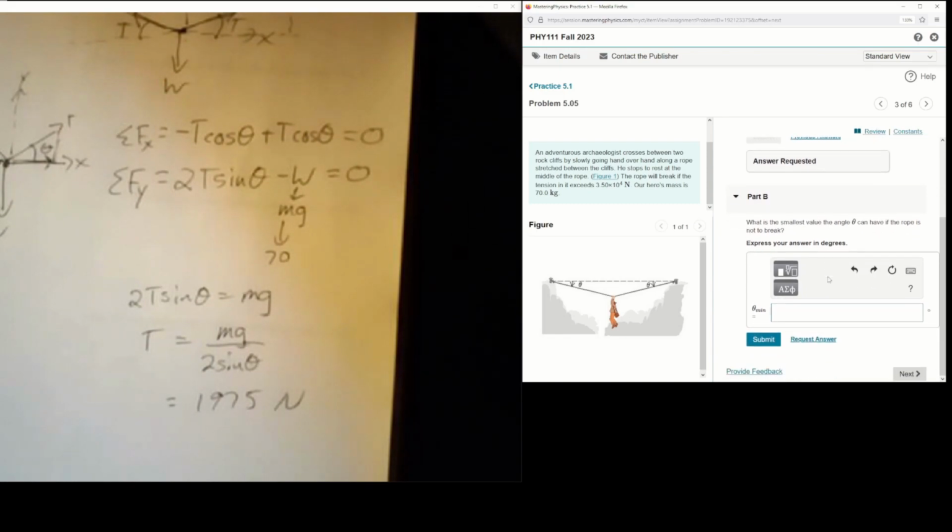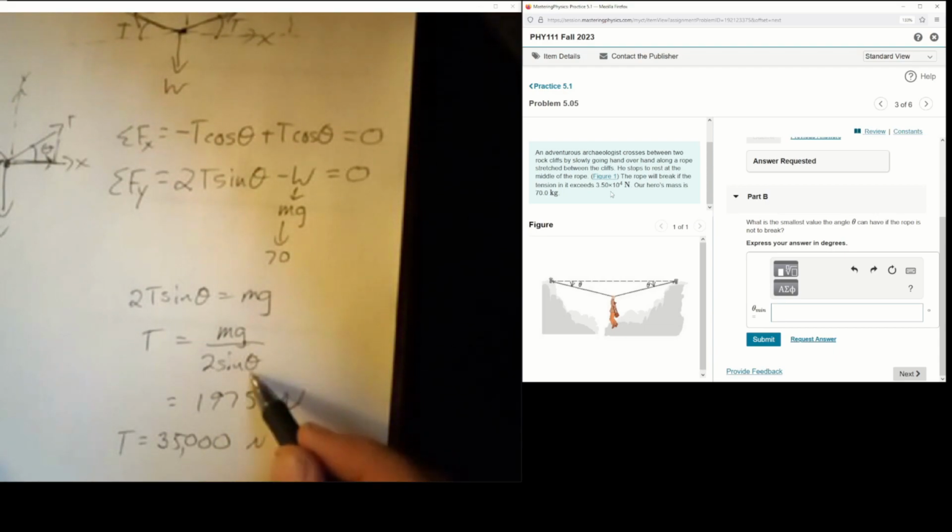Let's look at part B. What is the smallest value the angle can have if the rope is not to break? So in this part, they do tell us the rope will break if the tension exceeds a certain value. The tension that it breaks at, 3.5 times 10 to the 4th. So we're going to have 35, and then 3 more zeros there. So that's the tension it'll break at, 35,000 newtons.